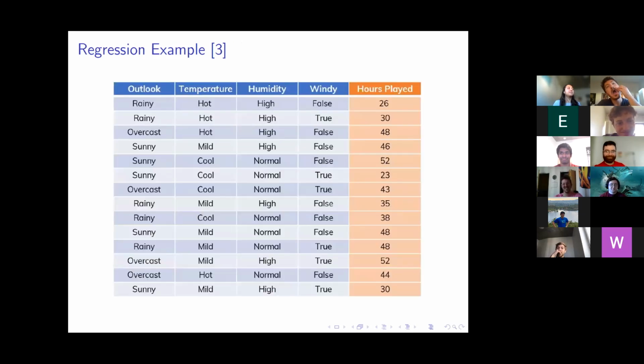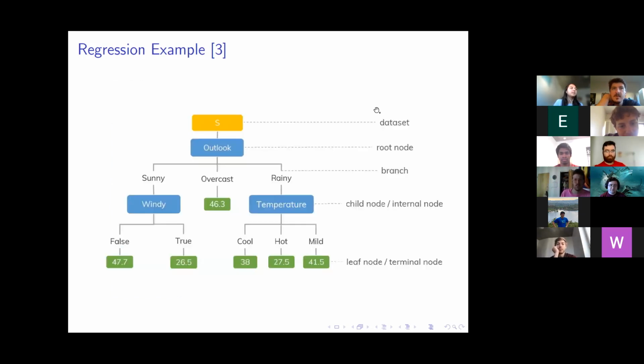And then a regression example. This is how many hours kids played outside based on the weather. The outlook is what the prediction was, and then temperature, humidity, and whether it was windy or not. You can see when it was nice weather outside, they played for more hours outside. That table is your data set S, and then the outlook is the first node that they use to split the data.